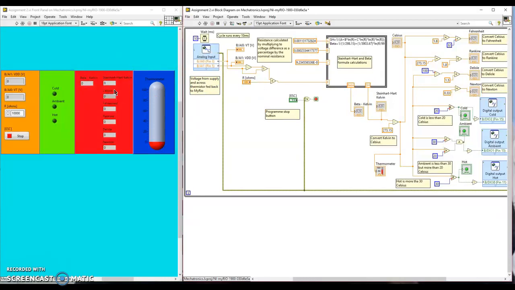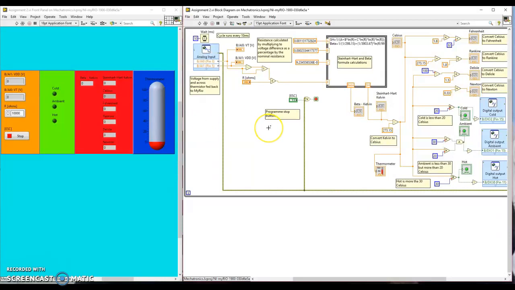The user requires the temperatures in Celsius, so to convert these from Kelvin, we just subtract 273.15 from the figures. This is connected to the thermometer, which you can now see on the front panel, which ranges from 0 to 100 degrees Celsius.